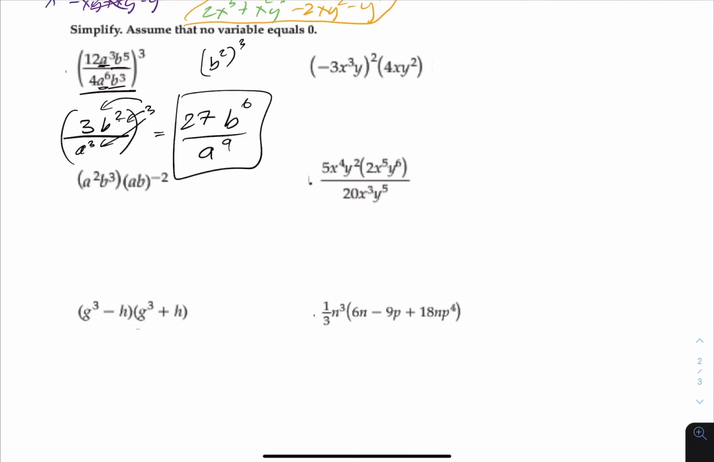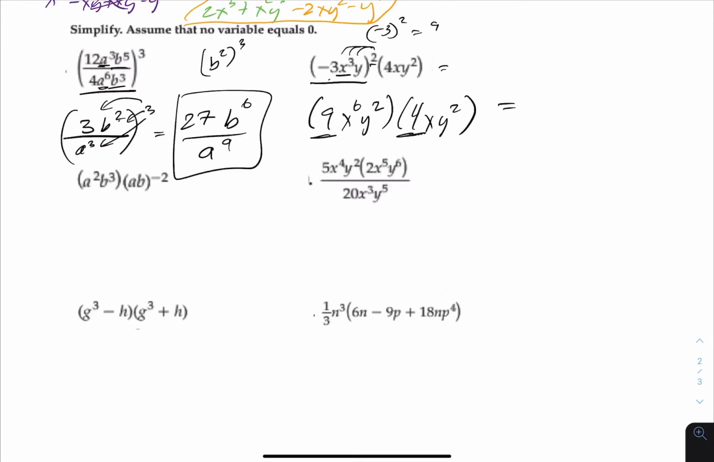Look at that one over here, only one side has the power, so we're going to do this guy first. So that becomes negative 3 squared. Remember, it's negative 3 squared in parentheses, 9. Not negative, because when you square it, it becomes positive. X cubed squared, power times power, so x to the 6, and then y squared. And that side is left the way it is. Now you just multiply: 9 times 4 is 36. When you multiply variables, you add the powers, so x to the 7 and y to the 4. That'll be the answer.